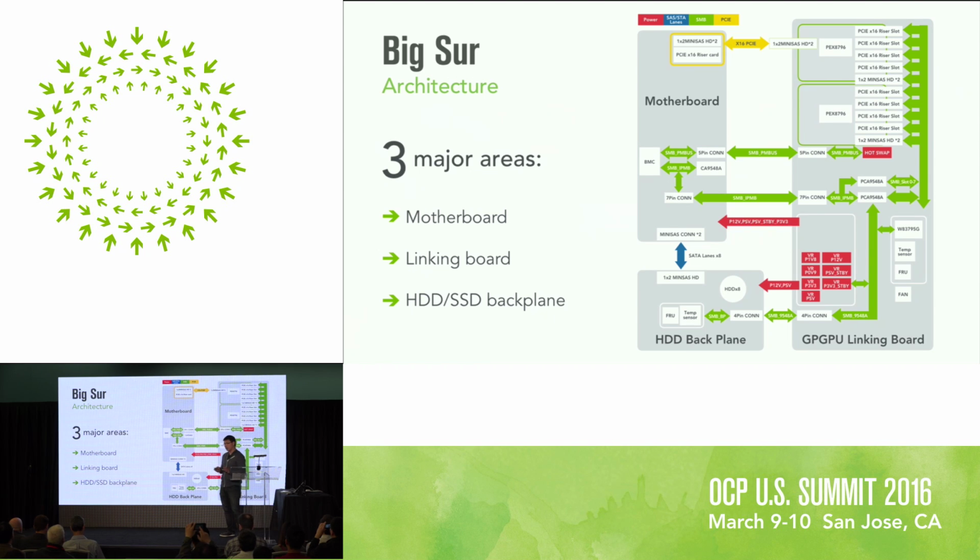The architecture of Big Sur comprises 3 major areas: the motherboard, the linking board, and the hard drive or SSD backplane. For the motherboard, as I mentioned, you can use off-the-shelf standard motherboards. They are all connected to the linking board. The linking board is where you put the accelerator cards, such as NVIDIA's GPUs. And then there is an SSD and hard drive backplane that houses up to 8 SSDs.